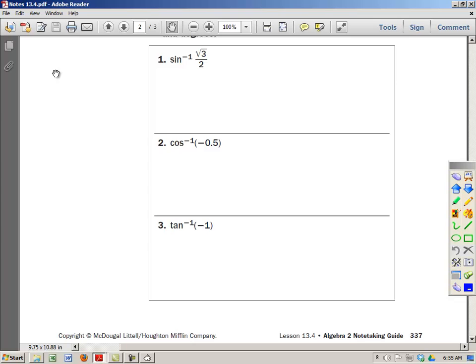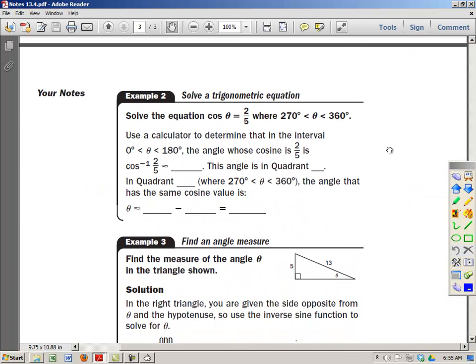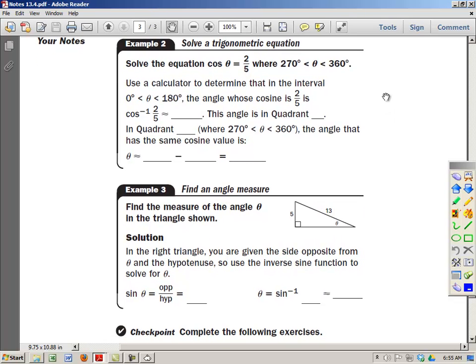All right, so let's go ahead and slide over to the next page. What happens if the numbers aren't so pretty? What happens if they're not numbers we can get from our chart? Well, this one wants us to solve the equation where the cosine is equal to 2/5. Now you have to think about this first. Cosine is equal to 2/5.